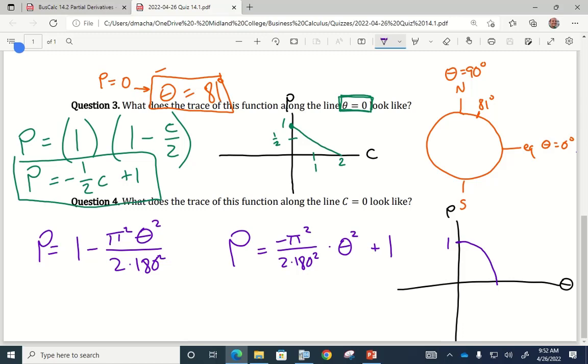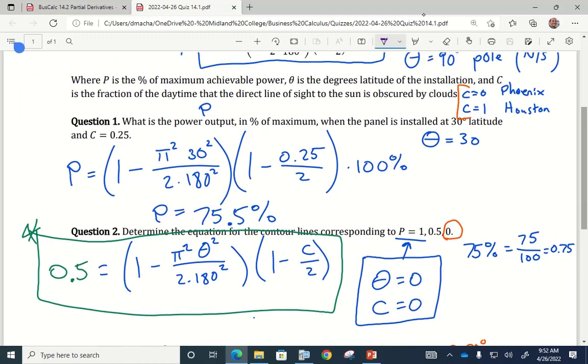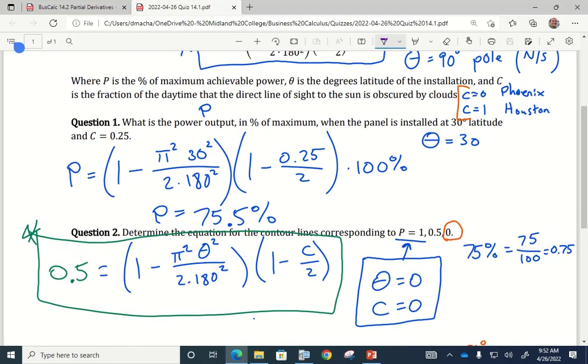Again, what we talked about last week on Thursday is just the fact that you can have multivariable functions. And this would be a function that gives you the dependent variable power as a function of two independent variables, which would be the degrees latitude and the c fraction of cloud cover. And so some interesting questions we can ask about multivariable functions are, first of all, can you evaluate the multivariable function? Like in question 1 of this quiz, all we had to do is just plug in values for theta and c. That was it. It was just evaluating the multivariable function.